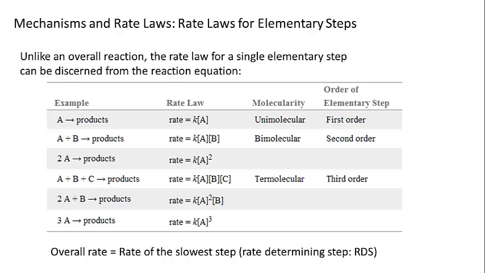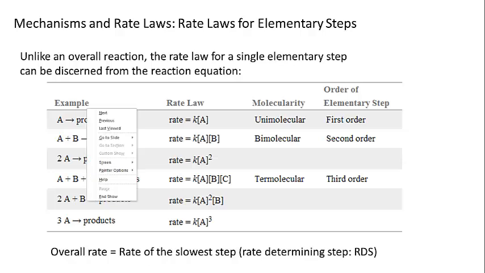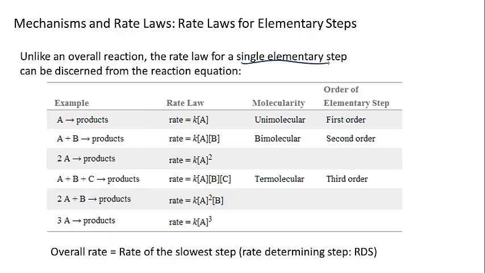So, overall reactions and rate laws can't be linked. If you know a balanced chemical reaction, you can't tell what the rate law is because of that. But for elementary steps, you can. For an elementary step, you can write the rate law based on what the products and what the reactants are.